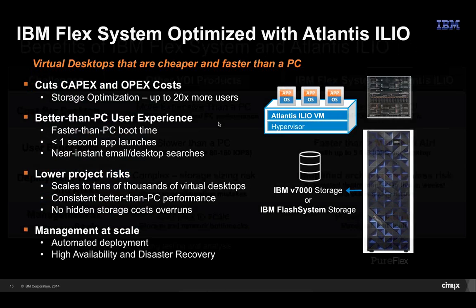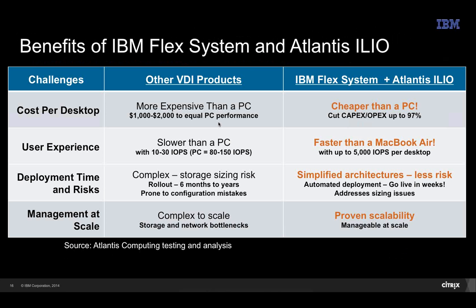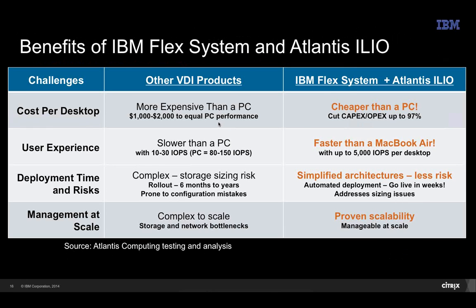So as we look at all of this, just a wrap up, with IBM Flex and Atlantis, we're cheaper than a physical PC. That's saying something. Faster than a MacBook Air with a solid-state drive. It's a simplified architecture for rolling out from your VDI team or your virtualization team, and we have proven scalability. Atlantis is doing this in some of the largest banks in the world. Together, we are doing this with Atlantis and some of the largest banks in the world. So it has scalability. It has a track record of success, and that's why we're bringing it to market.